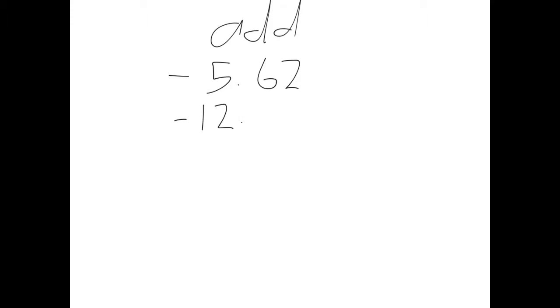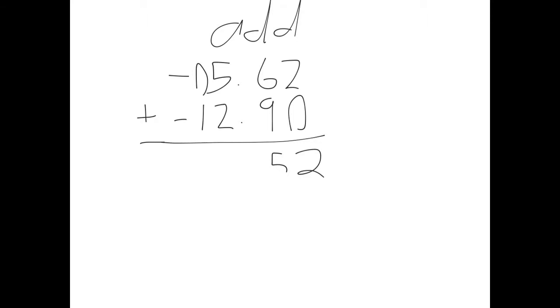Okay, so first you're going to add negative 5 and 62/100ths with negative 12 and 9/10. Now let's just put some zeros as placeholders so everything lines up. Then just add it regularly like you would anything. So 2 plus 0 is 2. 6 plus 9 is 15. I just add a little 1 there so you know, extra for carrying.